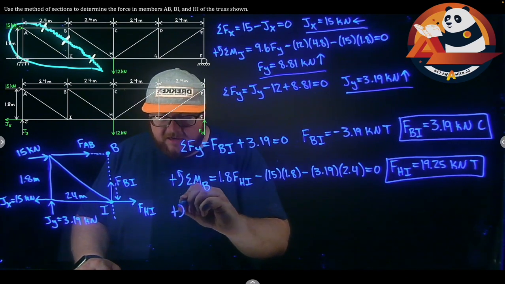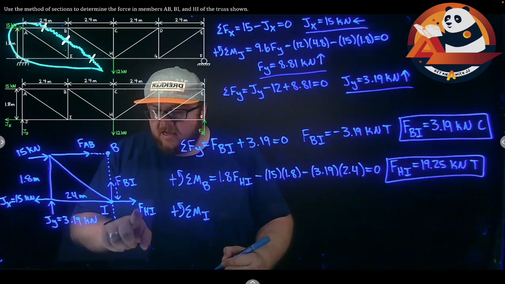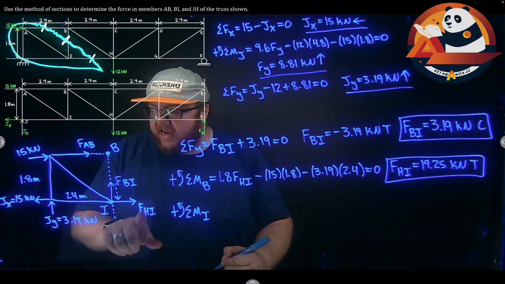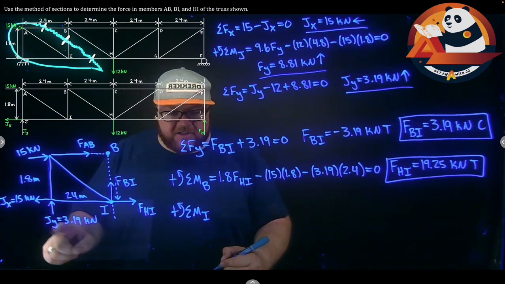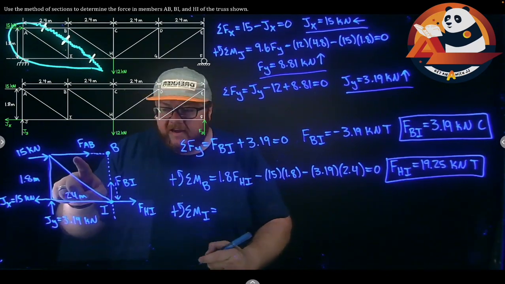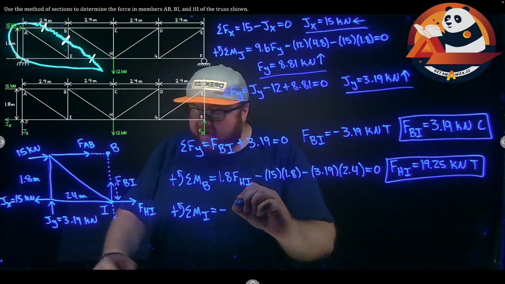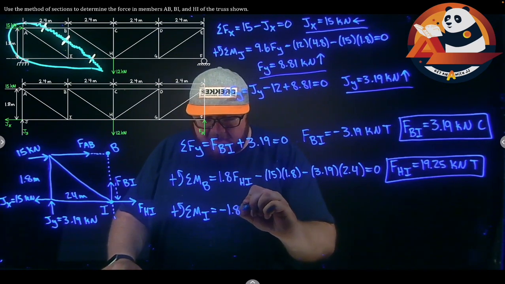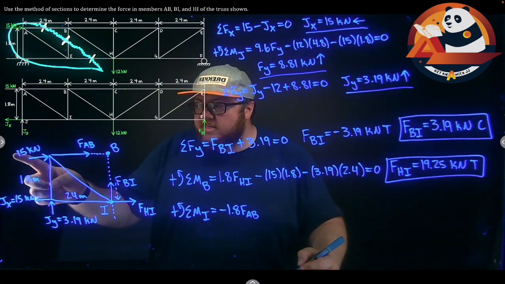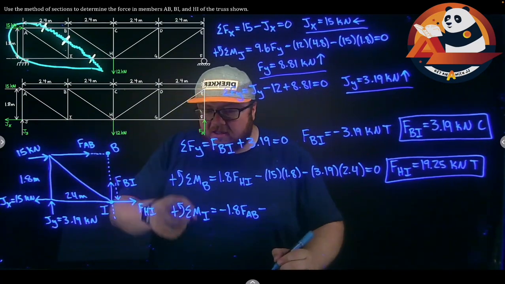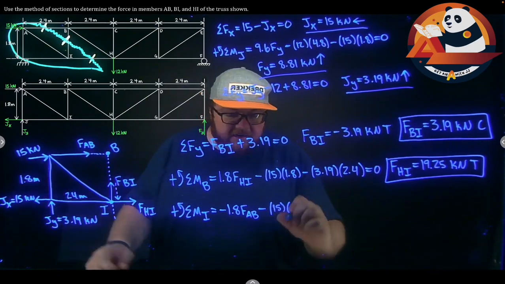With positive going counterclockwise, let's sum up our moments about point I. If I'm doing that, I can eliminate FBI, FHI, and JX. I'll have moment from FAB, my applied 15, and JY. So if I start at FAB, it's going to cause a clockwise rotation, so negative 1.8, my distance, times my force, FAB. Then my next one would be that 15. It'll be minus, because it'll also cause a clockwise rotation, minus 15, my force, times my distance here, 1.8.